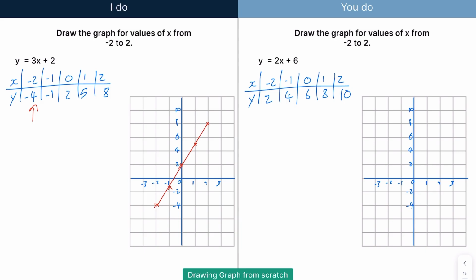What's the biggest value? Well, the biggest value is 10. Does that fit? Yes, it does. So what do we have? Minus 2 and 2, minus 1 and 4, 0 and 6, 1 and 8, and 2 and 10, and a straight line through to connect that together.